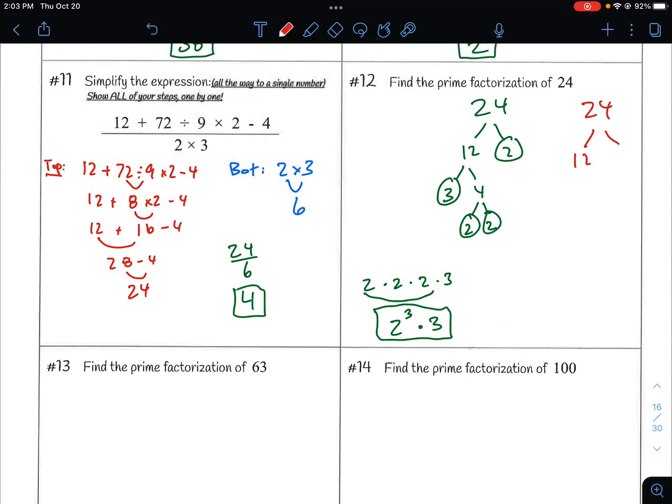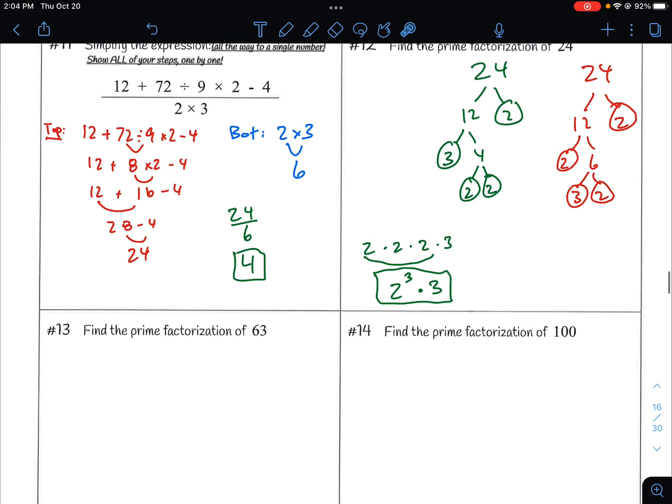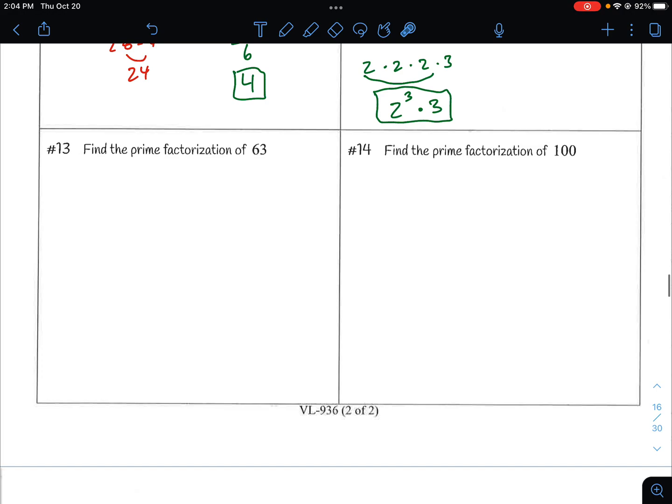By the way, if you had done it this way, let's do a quickie. If you had said, how about 12 times 2, then this is like 2 times 6, and then this is 3 times 2, you still would have gotten the same answer, which is 3 2's and a 3. So prime factorization is kind of fun. You can do it in lots of different ways.